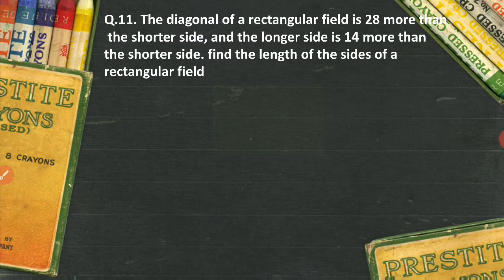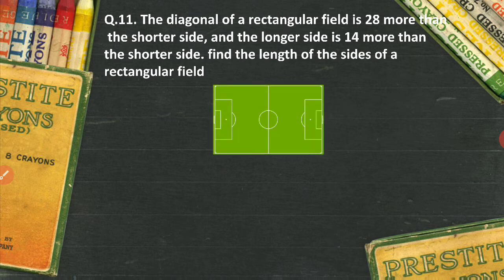The diagonal of a rectangular field is 28 more than the shortest side, and the longest side is 14 more than the shortest side. Find the length of the sides of the rectangular field. Very simple. So let's consider it to be a football field. Okay, now the diagonal of a rectangular field is 28 more than the shortest side, and the longer side is 14 more than the shortest side.